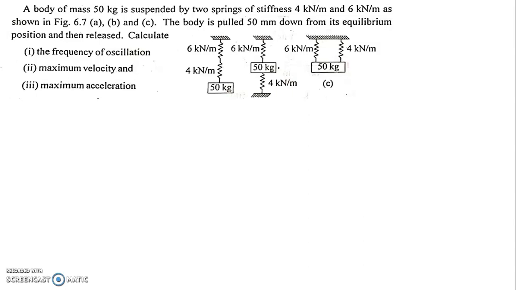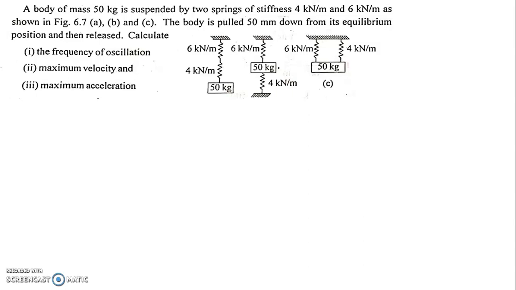In the first figure, both the springs are connected in series. So the net stiffness is given by 1 by K1 plus 1 by K2. What about the second figure? For the second figure, it seems like it is connected in series, but actually the connection is in parallel. Let's see the third figure.